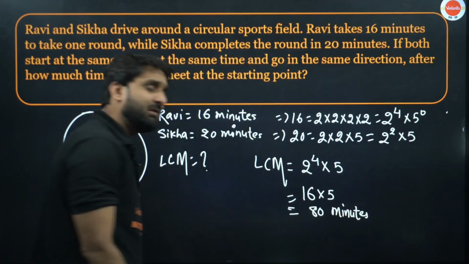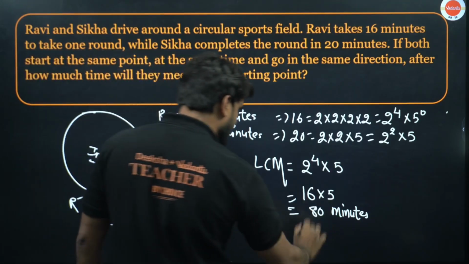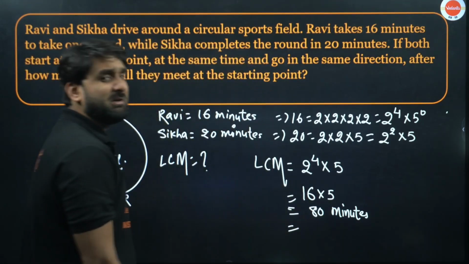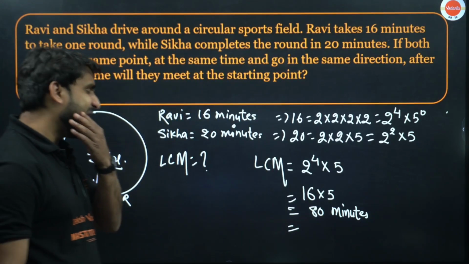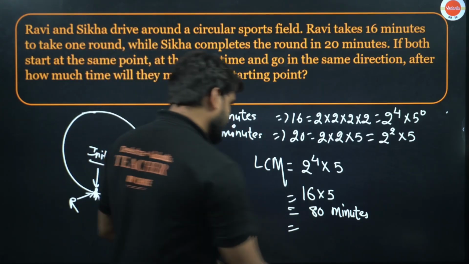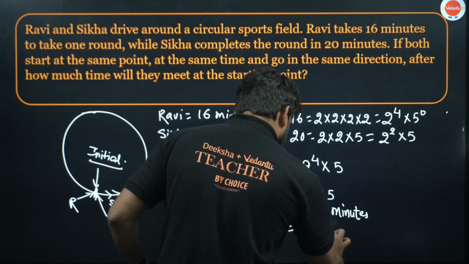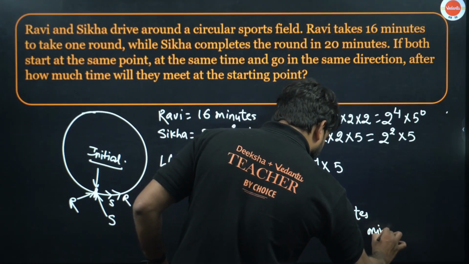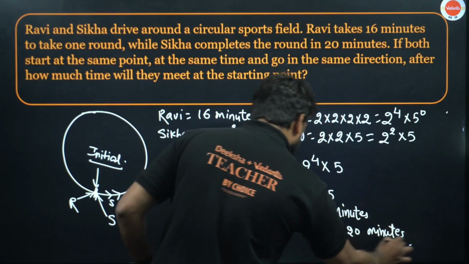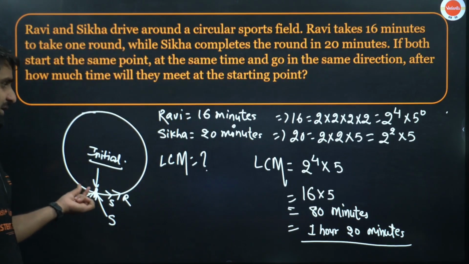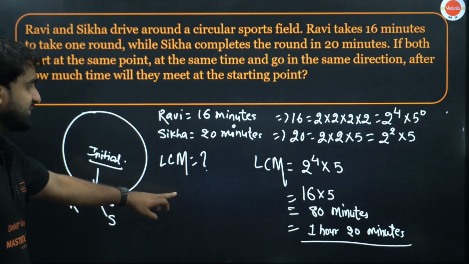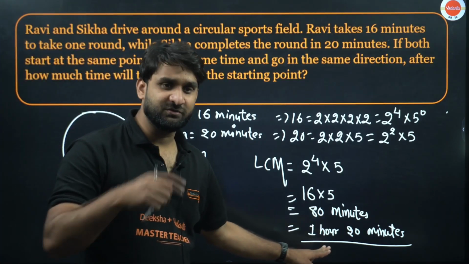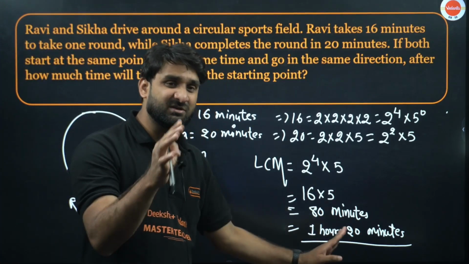After 80 minutes, they will be meeting again. You can change it into hours and minutes also. So 80 minutes means what? 60 minutes is equal to 1 hour, so we can write 1 hour 20 minutes. After 1 hour 20 minutes, they will be meeting again at the starting point. So the answer is 1 hour 20 minutes. 1 hour is equivalent to 60 minutes, and one more 20 minutes, 60 plus 20 is 80 minutes.